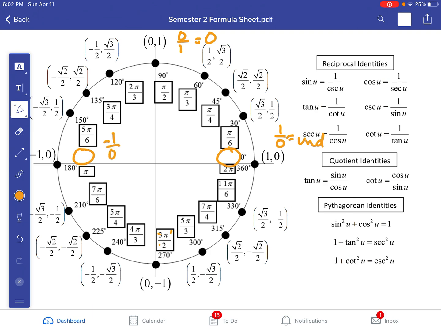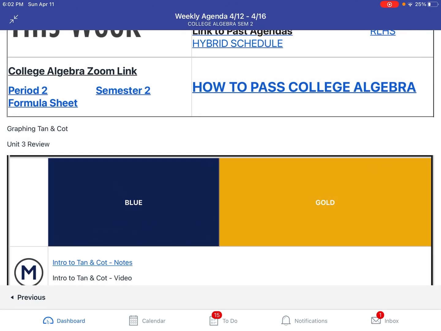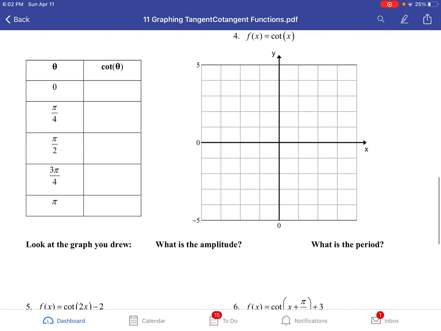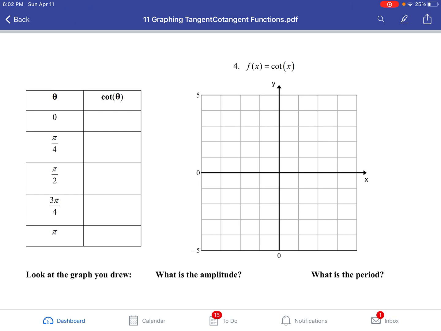And then same thing over here. Negative 1 divided by 0 is undefined. So your cotangent is going to go from 0 to pi, from asymptote to asymptote. Okay? So it's going to use the top half of the unit circle. All right, that is one period of the graph because it has the asymptotes on either side. So if we go back to our notes, we look at cotangent.